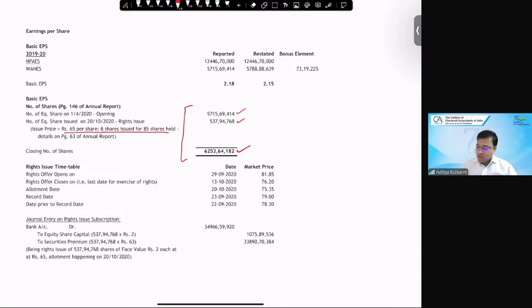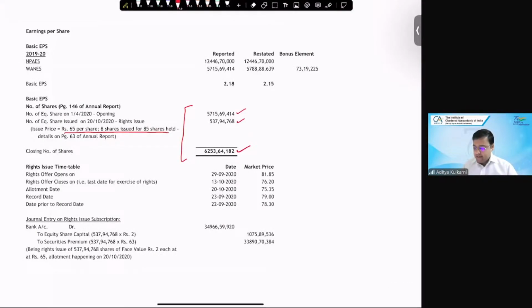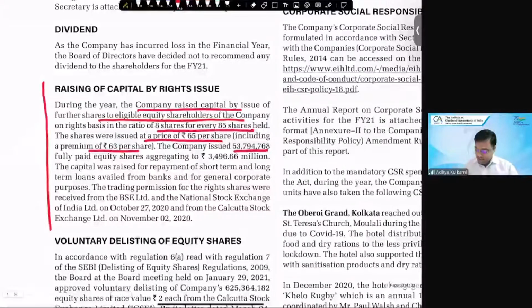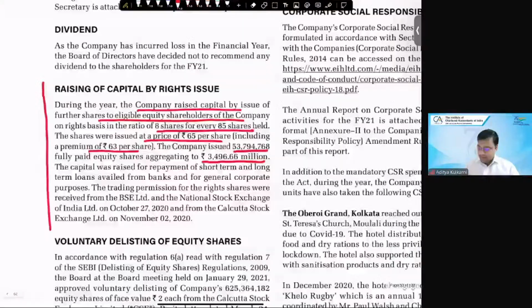Okay, so now let us come back. The company issued 53,794,768. Did I get that? Yes, 53,794,768. You can check on your calculator, the same figure comes. Aggregating to 3,496.66 million. Okay, so if you multiply it out, you will get that value.